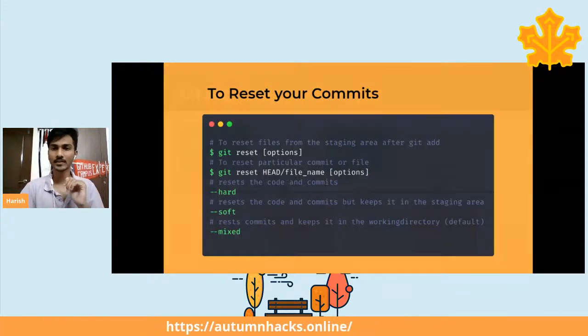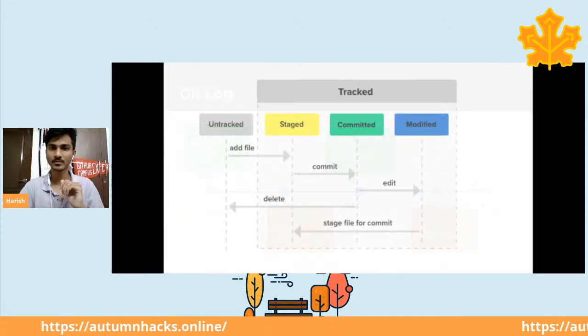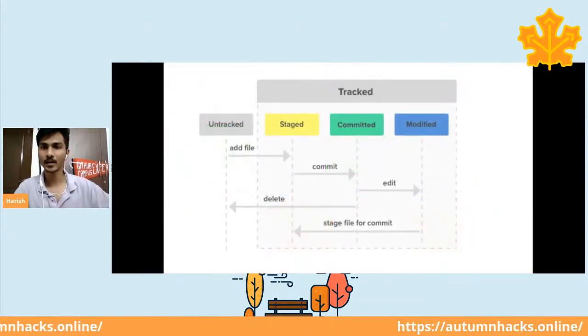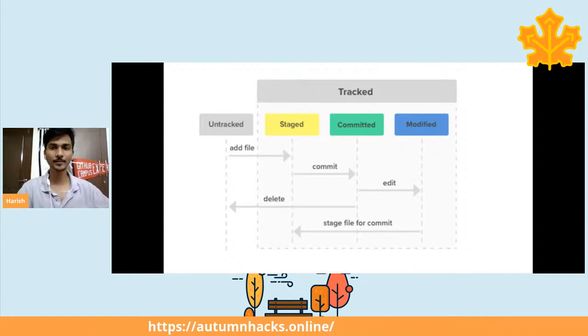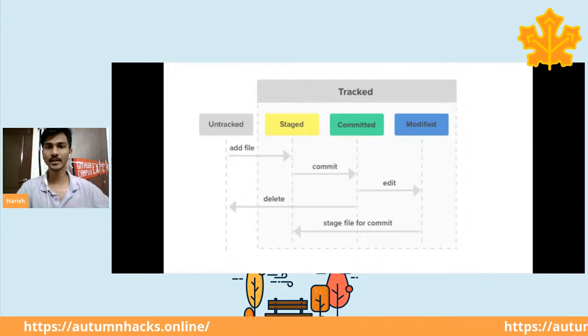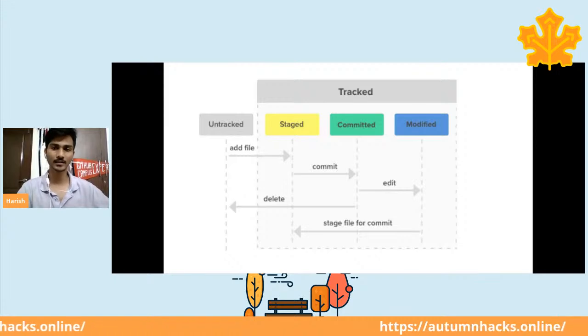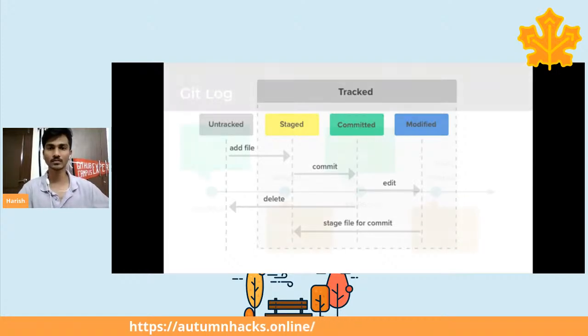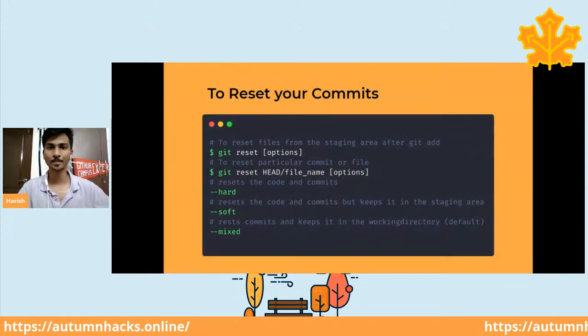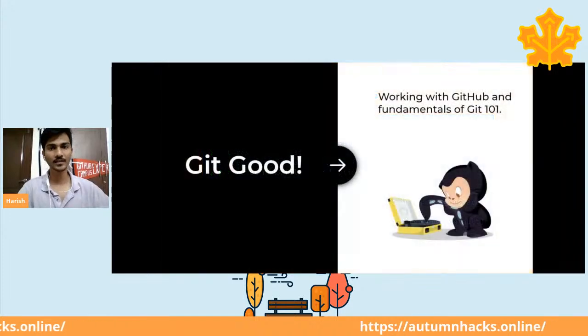Okay, so basically, I can go back to this stage. Yeah, so hard reset completely deletes the changes. Soft lets them stay in the staging area, and mixed doesn't even let them stay in the staging area, so you need to stage them again if you want the changes to be tracked. So this is how it is. Okay, so Git is good.